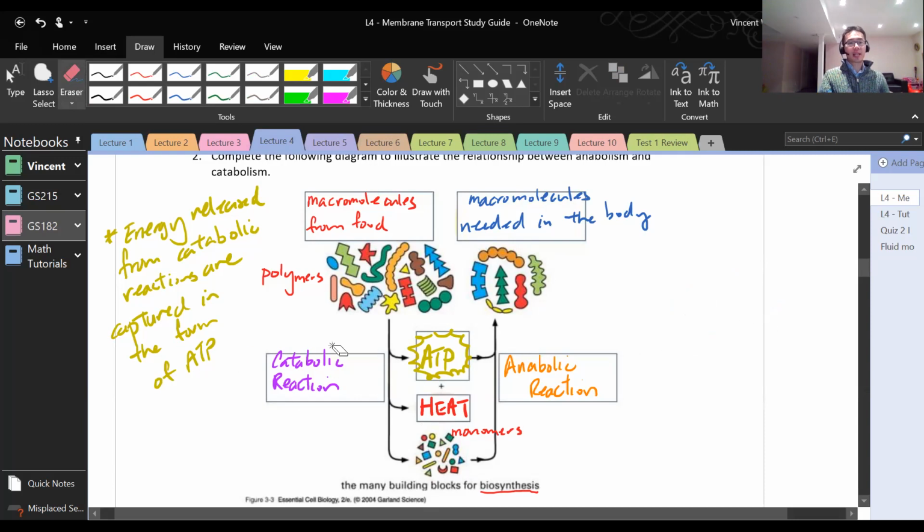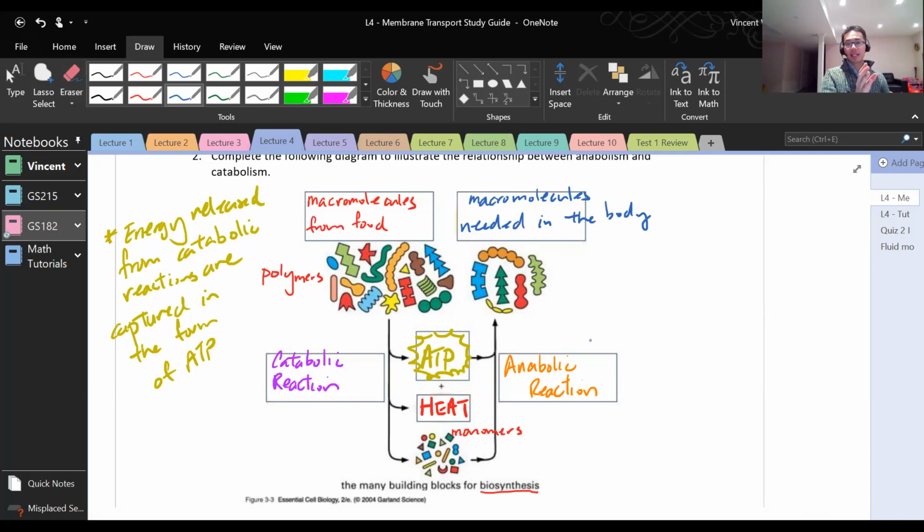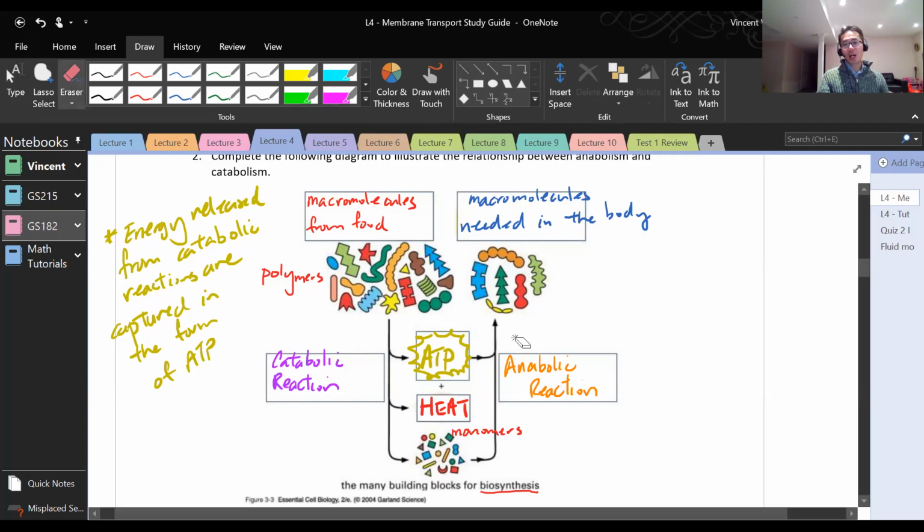So that's the relationship between catabolic and anabolic reactions. In one sentence, the energy released from catabolic reactions drives the anabolic reactions. It provides the energy to build things. That's why we need to keep on eating. If we don't eat, we don't get ATP, we can't do any of these, and our cells would break down. Any questions about metabolism?